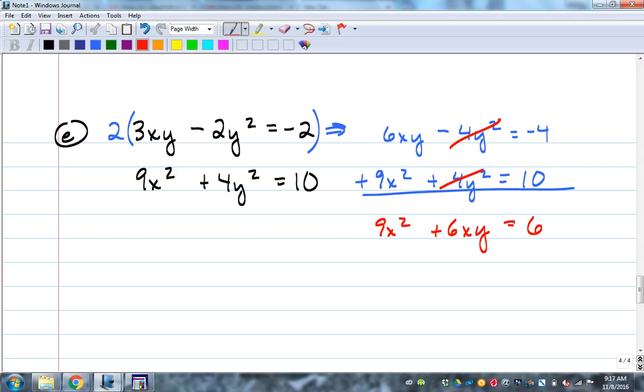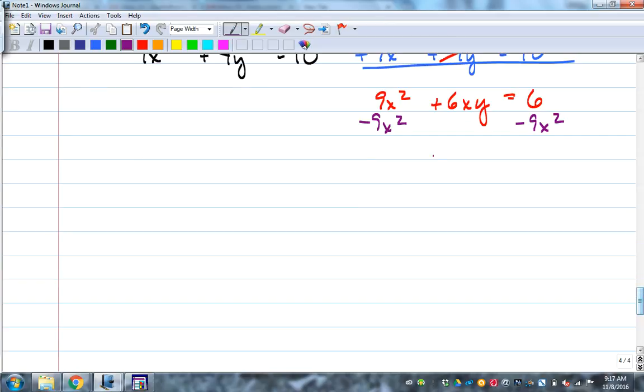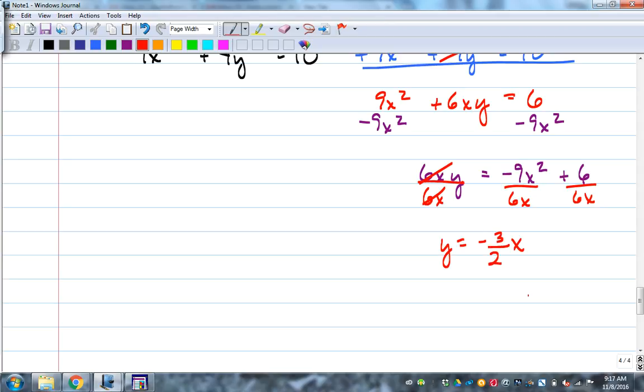I think we can. I think if we move the 9x squared, that's going to give us 6xy is equal to -9x squared plus 6. And then divide by not just 6, but 6x. And that's going to get y by itself. And now I can reduce that a little bit. That'd be -3/2 x plus 1/x.